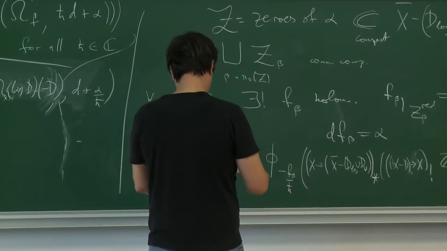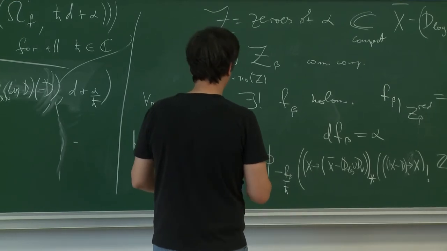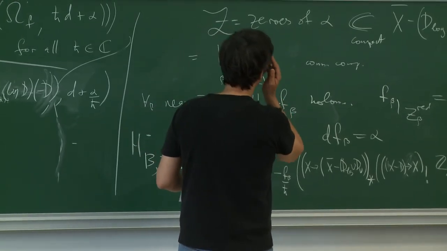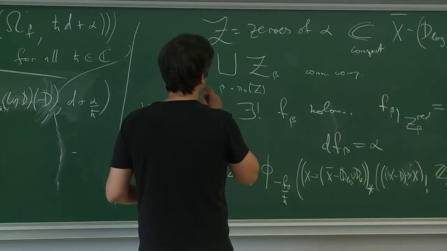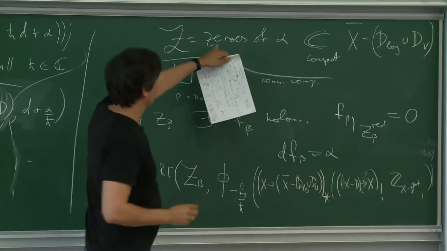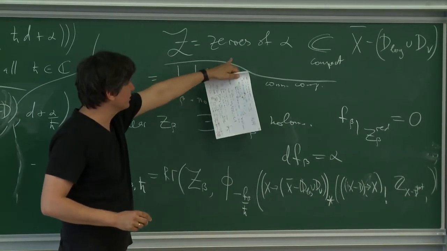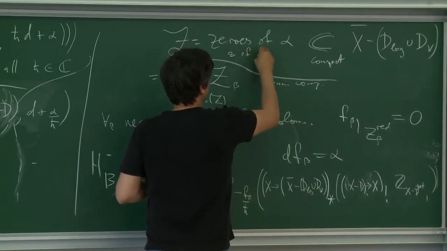Sorry, I was a little bit careless here just before going on. I should consider not just zeros of alpha, but zeros of alpha and of all its restrictions.